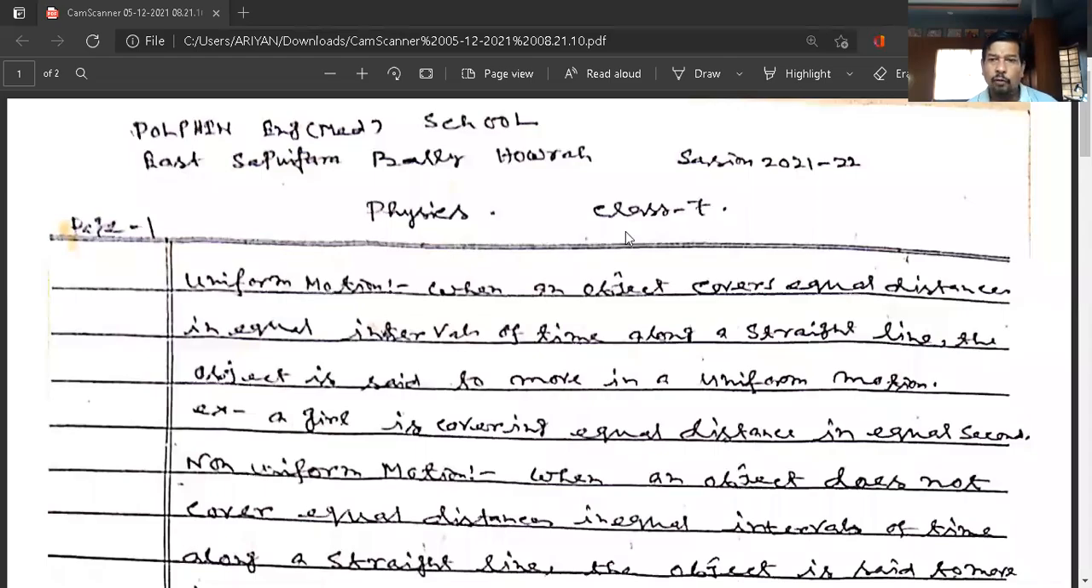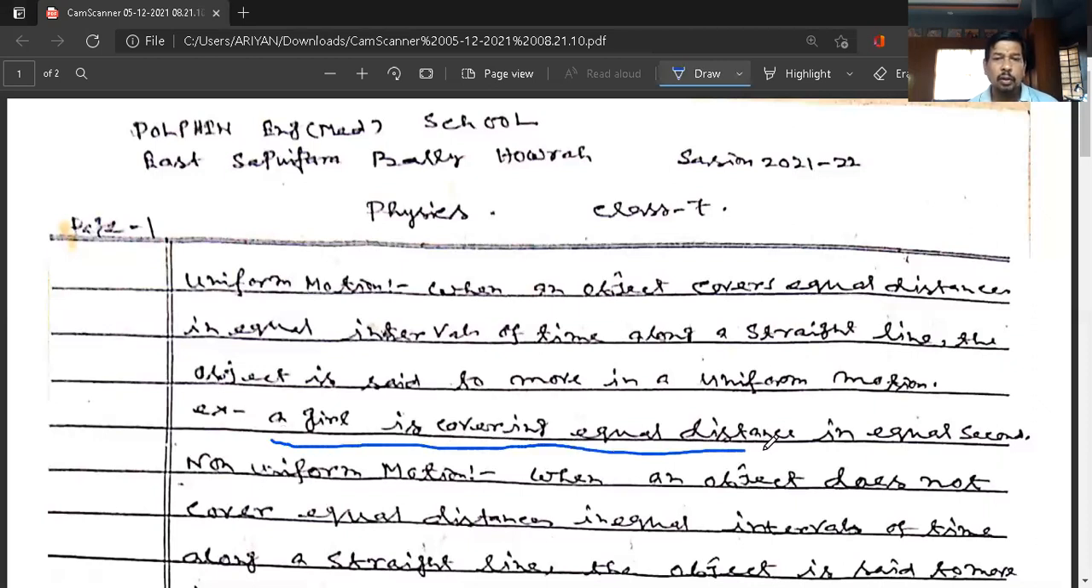When an object covers equal distance in equal intervals of time along a straight line, the object is said to move in a uniform motion. What is uniform motion? When an object covers equal distance in equal interval of time along a straight line, the object is said to move in uniform motion. Example, a girl is covering equal distance in equal seconds.